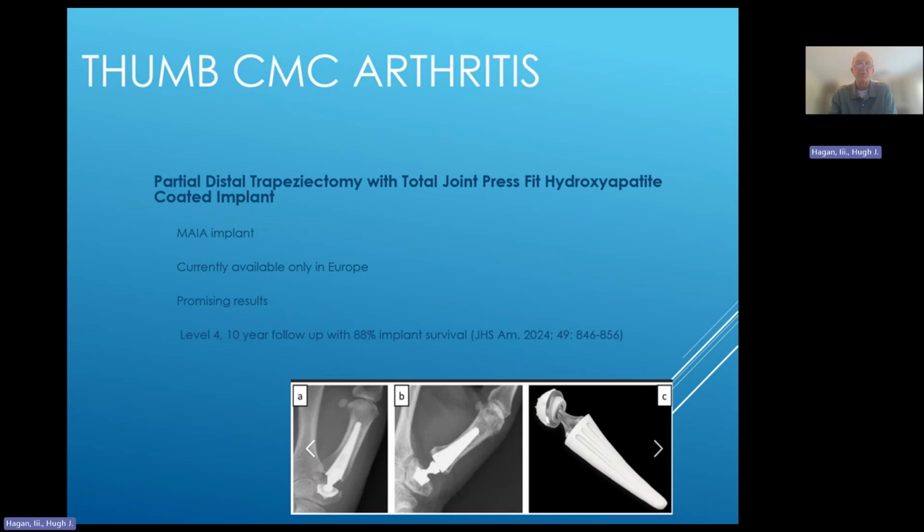It's only available in Europe at the time, but a level 4 10-year follow-up showed 88% implant survival. This was presented in the Journal of Hand Surgery in 2024. It's worth a read. It's a cute little implant. It looks like the cemented one, but the pressed fit feature of it seems to give it some longevity.